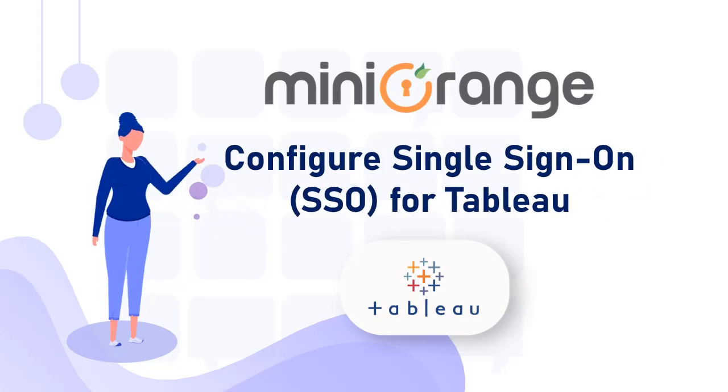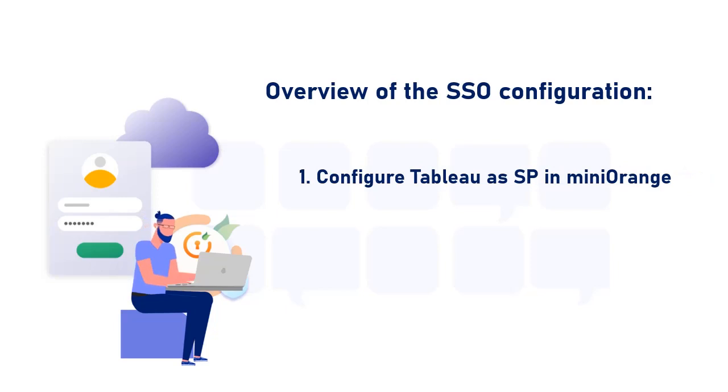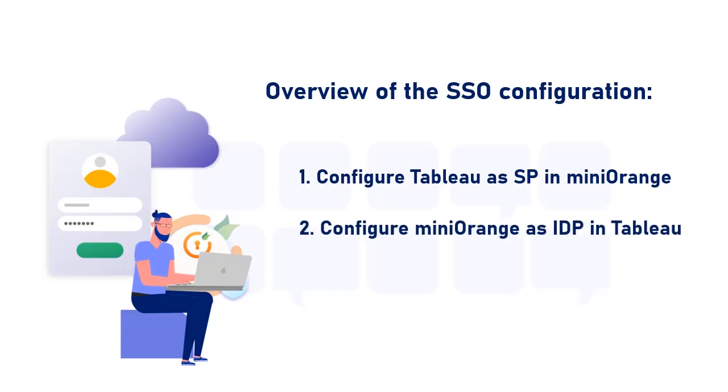This video will show how to set up single sign-on for the Tableau application using SAML protocol with miniOrange as an IDP. First, we will get the SP metadata from Tableau to configure Tableau as a service provider in miniOrange. After that, we will configure miniOrange as an identity provider in Tableau by importing the IDP metadata from miniOrange. At last, we will test the SSO for the Tableau application.